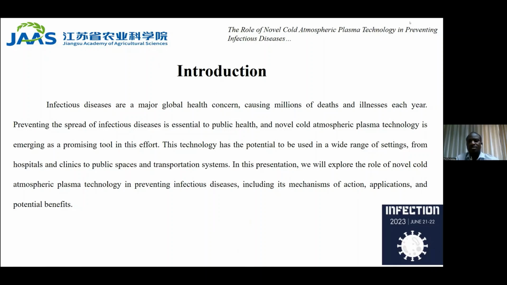This technology has the potential to be used in a wide range of settings, from hospitals to clinics to public spaces and transportation systems. In this presentation, we will explore the role of novel cold atmospheric plasma technology in preventing infectious diseases, including its mechanism of action, applications, and potential benefits.